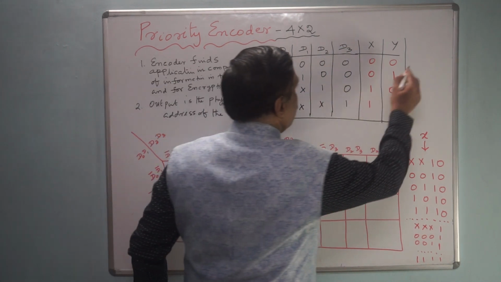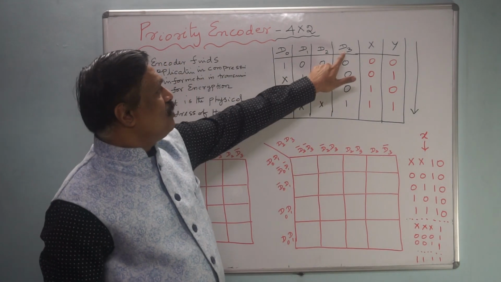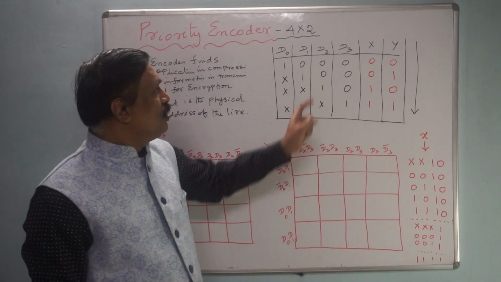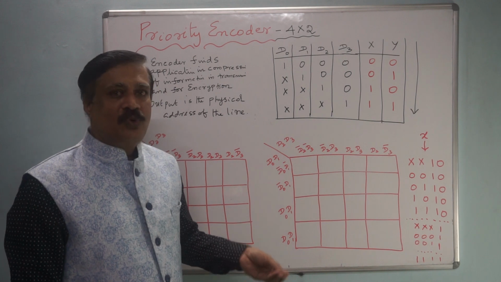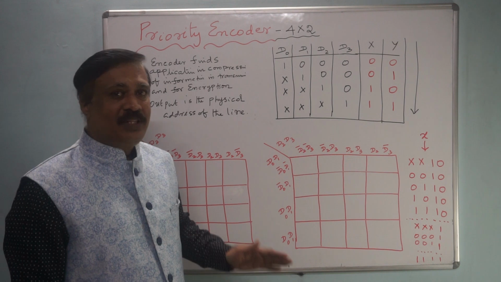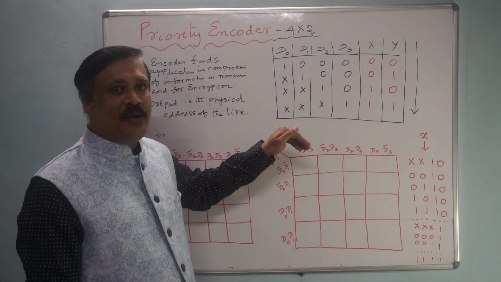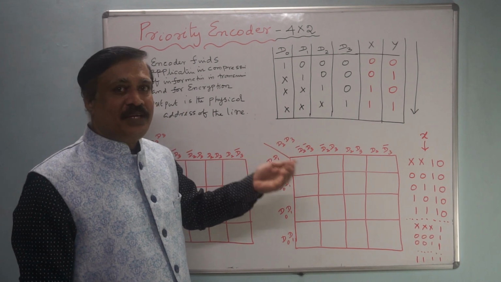That means in a priority encoder, priority is given to the maximum value. That you have to understand. Priority is given to the maximum value, and if a lower value is also 1, then it will be ignored, whether it is 0 or 1. Here X may be 0 or 1, but it will be ignored. Only the high priority is taken.